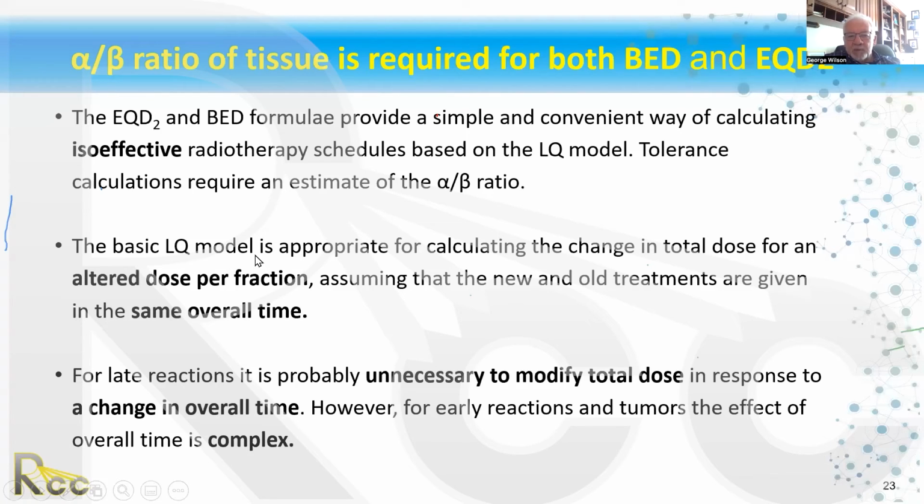The basic LQ model is appropriate for calculating the change in total dose for an altered dose per fraction, but that's assuming that they're given in the same overall time. For late reactions, it's probably necessary to modify total dose if you change the overall time, because they're not sensitive to overall time, because late reactions occur way after the treatment. However, for early reactions, if you change the overall time, there's a very complex relationship between total dose and response.